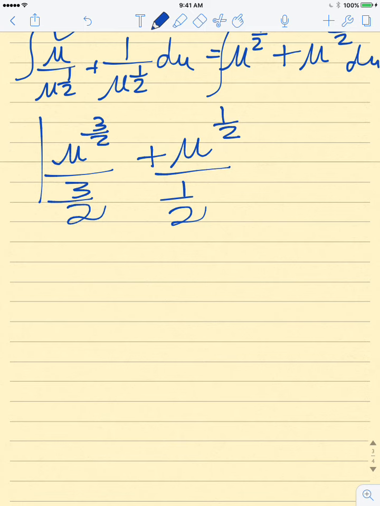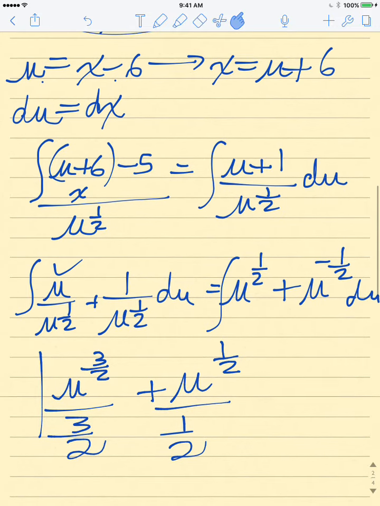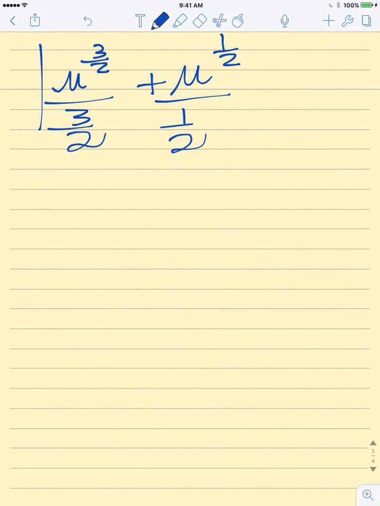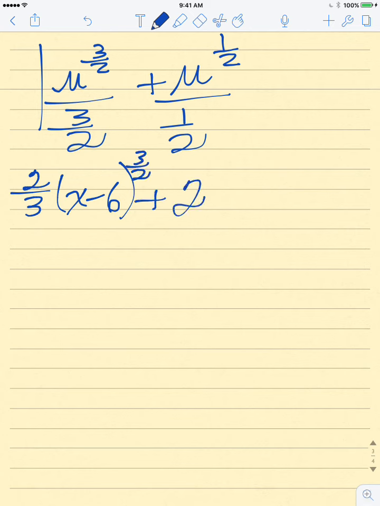Okay, so let's just clean this up. I'm going to go ahead and insert what I had for u. And what did I have for u? I had x minus 6 is u. Okay. So this is 2/3 times x minus 6 raised to the 3/2 power plus 2 times x minus 6 raised to the 1/2 power plus c. Okay, we're done here.